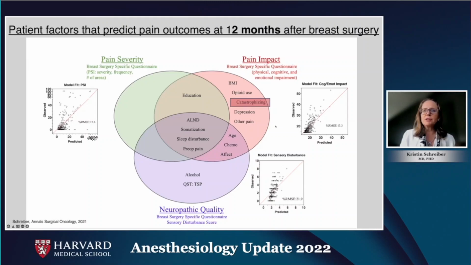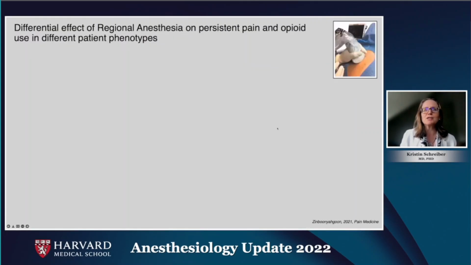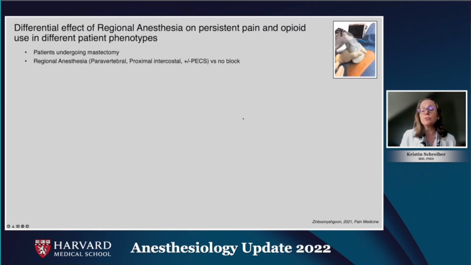So the last thing I'm going to do is highlight how we can use one phenotypic predictor to look at who can benefit from a perioperative intervention. So one thing I'm going to talk about is catastrophizing. In this analysis, we looked at an intervention that we commonly use in the perioperative period for breast cancer patients, which is regional anesthesia. So these were patients undergoing mastectomy. They either received regional anesthesia, typically a paravertebral or proximal intercostal block, versus no block.